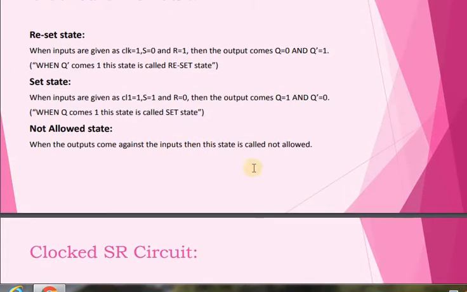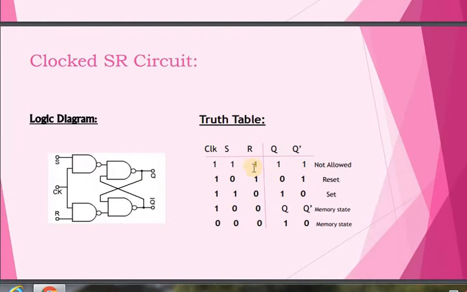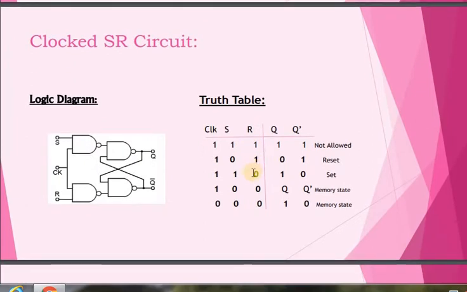See here, S equal to 1 and R equal to 1. The output is Q equal to 1 and Q complement equal to 1. So that state is not allowed.